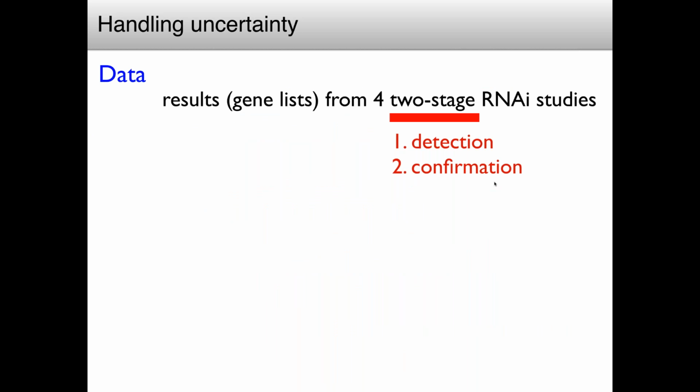The whole genome was screened, every one of the genes, and different siRNAs were used to try to knock down things. Anything that passed the detection screen went into a confirmation screen that was more intensive, but it only had to be applied to the things that were detected initially. You remember, the phenotype here is whether or not a cell, when it's infected with virus and you knock down the gene, changes its ability to make virus.